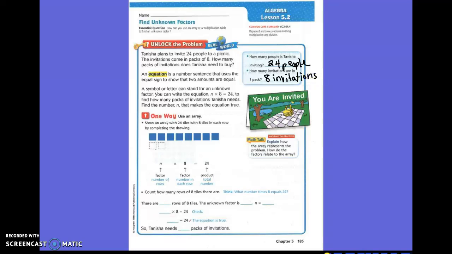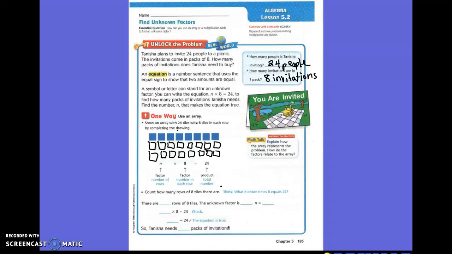Okay, the first way they're going to help you solve this problem is by using an array. It says show an array with 24 tiles with 8 tiles in each row by completing the drawing. So we need to finish the tiles to make 24. Right now they have one row of 8. We need to make more rows of 8 to see how many rows we would use. So keep making your tiles until you get 24. Make sure you have equal amounts in each row.